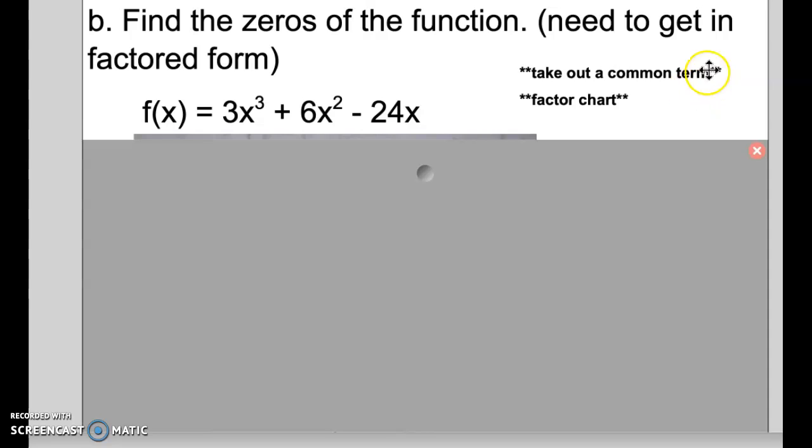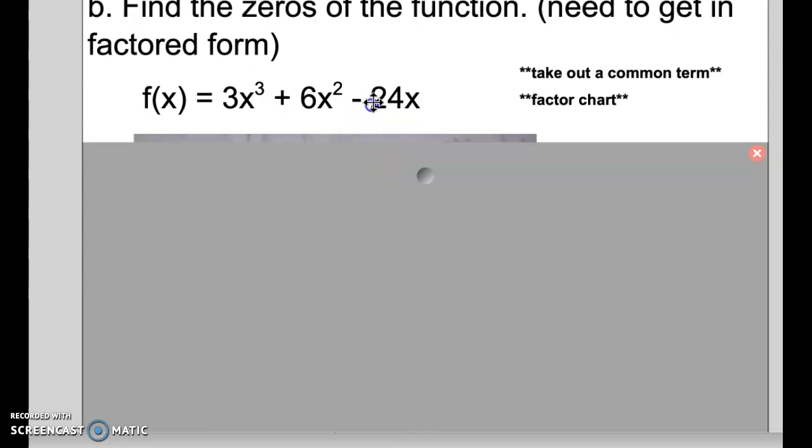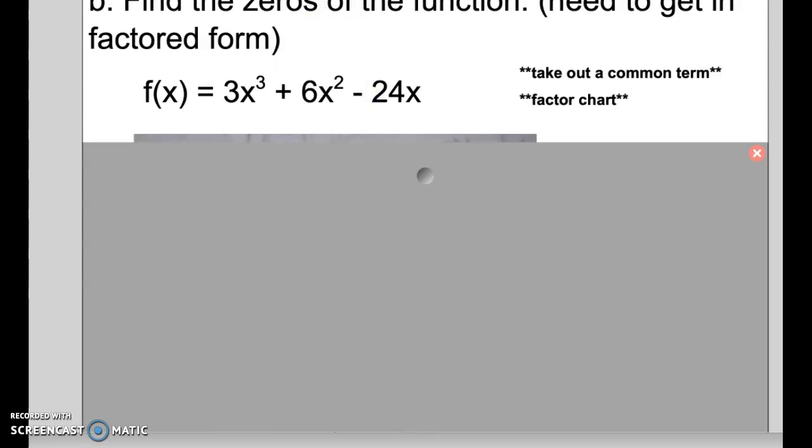We need to take out a common term, and then we'll have to make a factor chart. So looking at 3x cubed plus 6x squared minus 24x, what do 3, 6, and 24 all have in common? They all have a 3 in common. And what else do they all have in common? An x, right? They also all have at least an x.